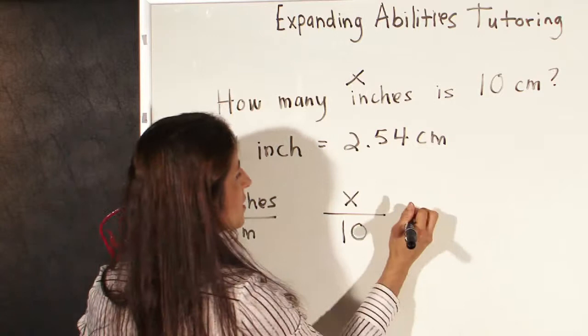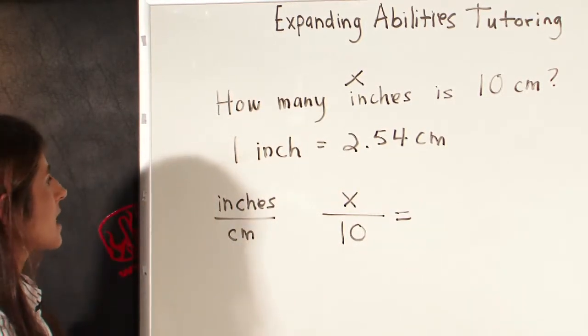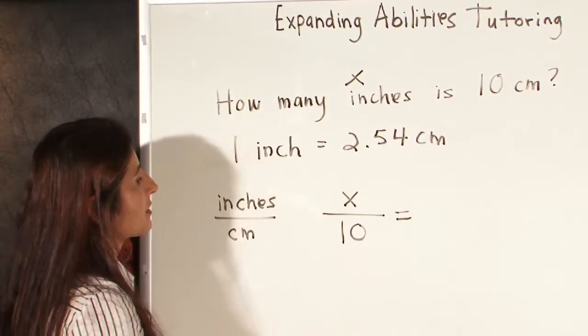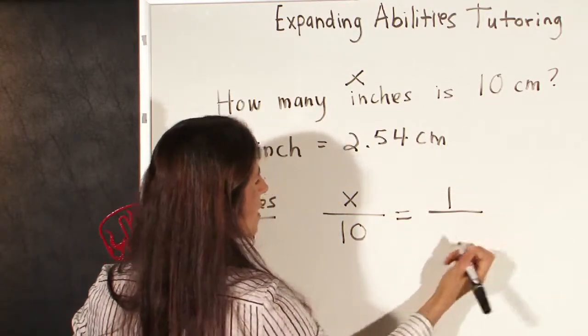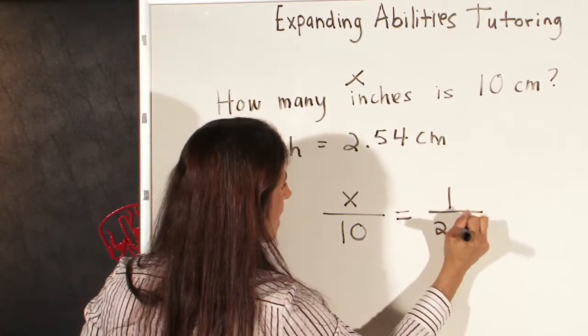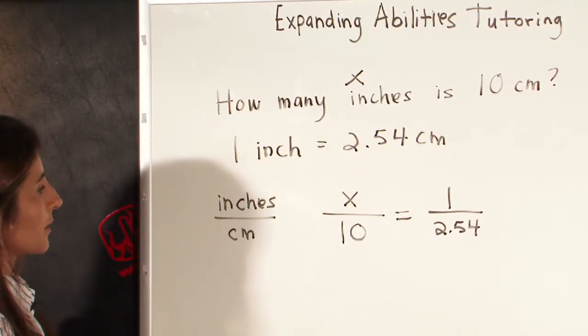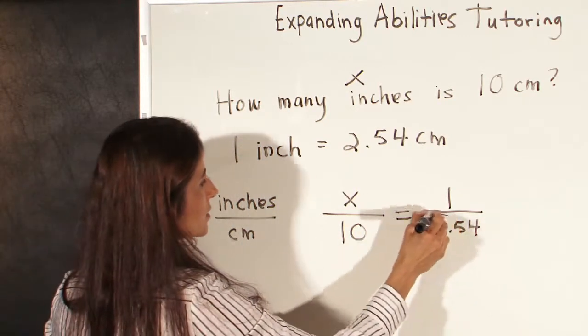And then a proportion always uses an equal sign to compare two fractions. And again, I have 1 inch equals 2.54 centimeters. So inches is on the top, 1 inch compared to, or it's equivalent to, 2.54 centimeters. And then I can solve this proportion using cross multiplication.